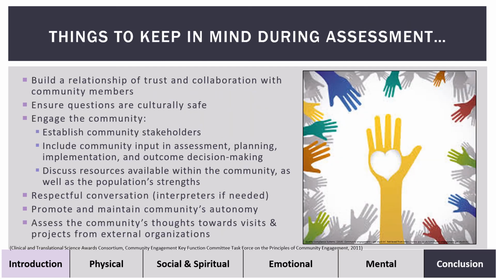Some things for community health nurses to keep in mind during the assessment process to ensure community engagement include building a relationship of trust and collaboration with community members, ensuring questions are culturally safe, engaging the community through stakeholders, community input in assessment, planning, implementation, and outcome decision making, and discussing resources available within the community. Respectful conversation, promotion and maintenance of the community's autonomy, as well as assessment of the community's thoughts towards visits and projects from external organizations are also important to be mindful of during the assessment process.